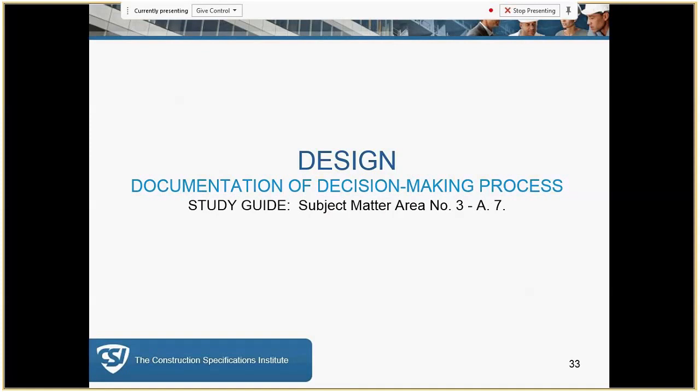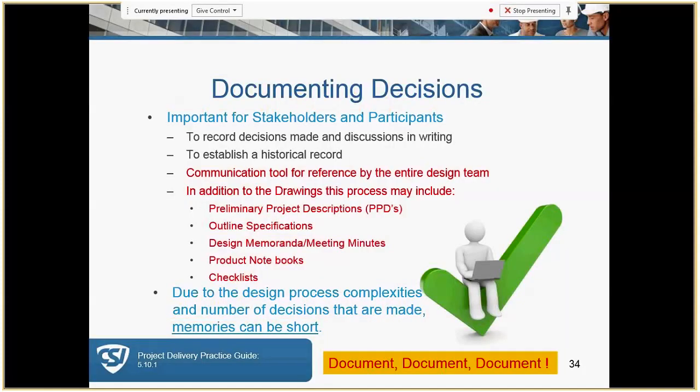Now we're going to talk about documenting decisions. This is important to the whole group, to stakeholders and participants. It's important to record the decision, to have a historical record. It's a tool that the entire team can use. In addition to the drawings, it might include the preliminary project description, outline specs, design memos, meeting minutes, product notebooks, checklists, and it's a complex process.